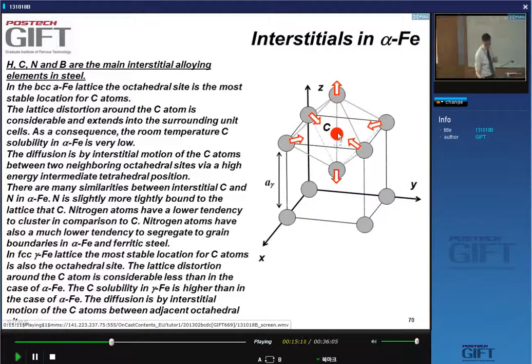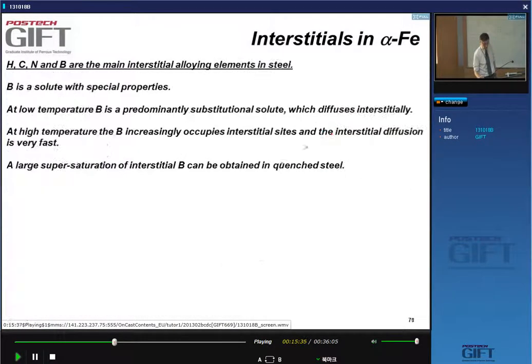So when a carbon atom goes from one octahedral position to the next octahedral position, the one that's closest by is this one here between these two atoms. It has to go through a tetrahedral position, and that's a very high energy position, and that's what explains the activation energy of about 0.8 electron volts.